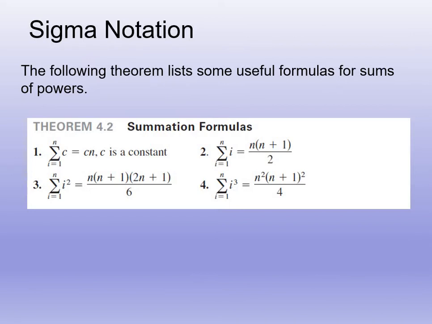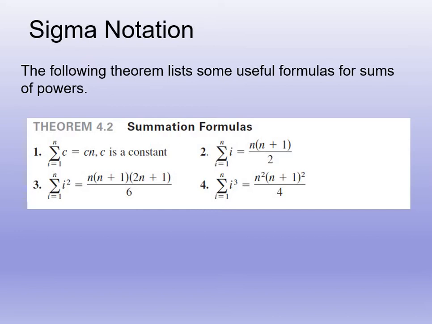Anytime we have the summation from i equals 1 to n of i squared, we're going to replace that, after some simplification, with n times the quantity n plus 1 times the quantity 2n plus 1, all divided by 6. And then anytime we have the sum from i equals 1 to n of i cubed, we're going to get n squared times the quantity n plus 1 squared, divided by 4.